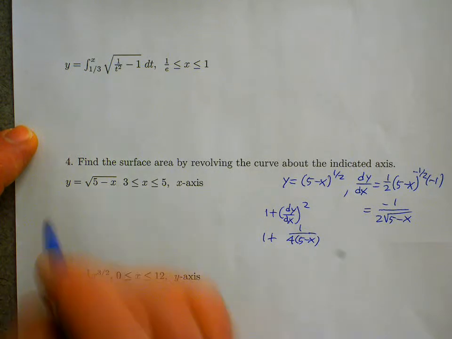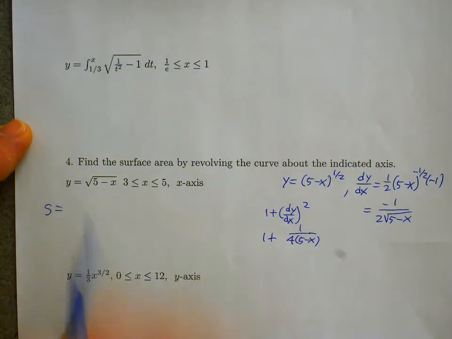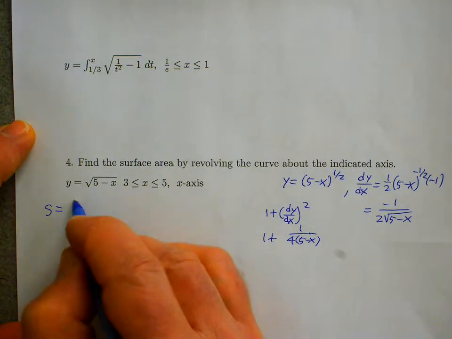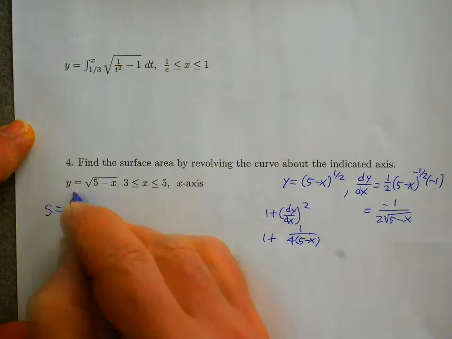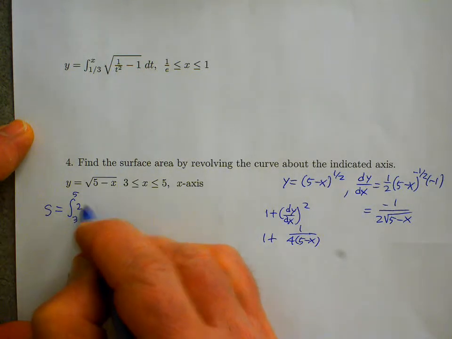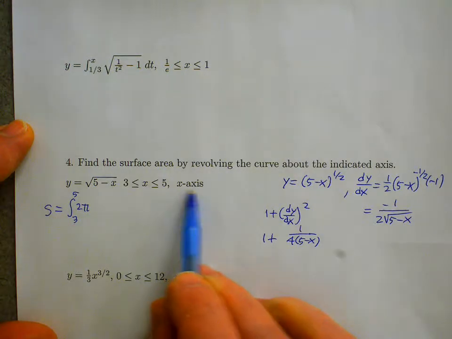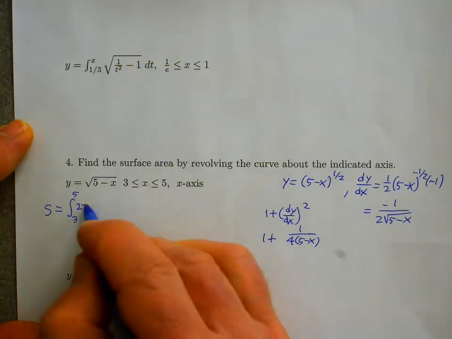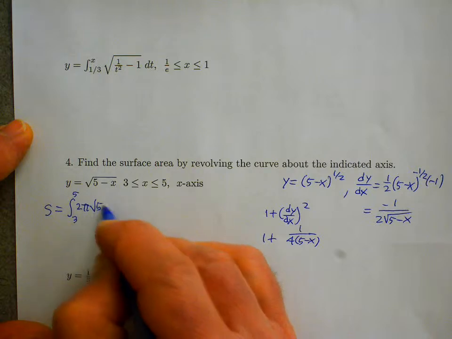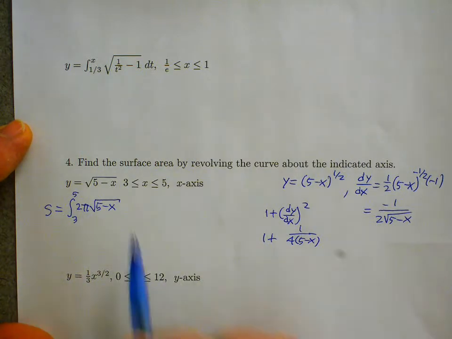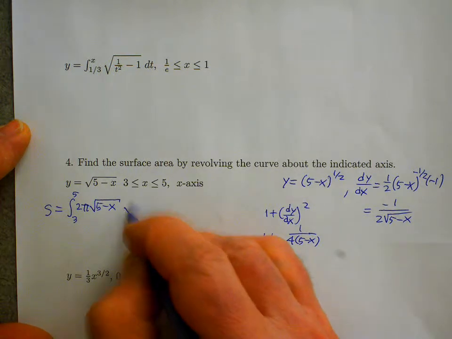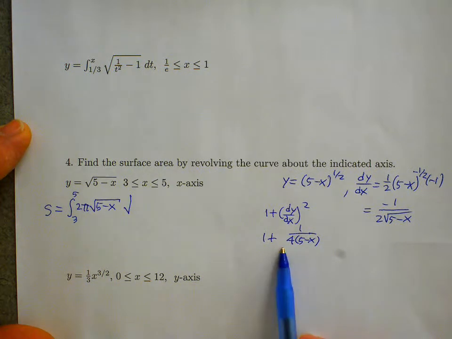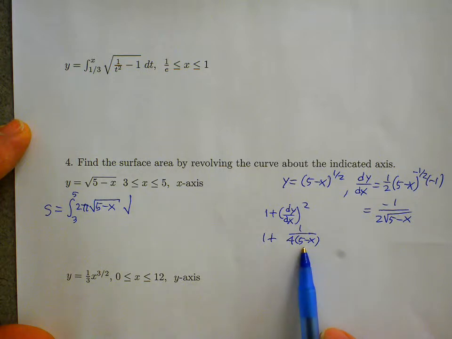Okay, so the surface area, the integral from 3 to 5 of 2 pi, we're rotating about the x-axis, so it's 2 pi times the square root of 5 minus x times the square root of this. So 1 plus 1 over 4 times 5 minus x.